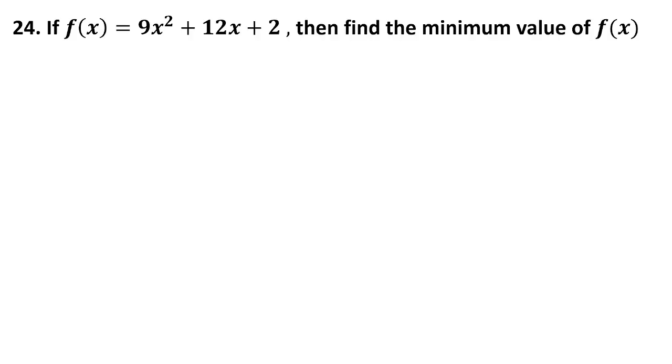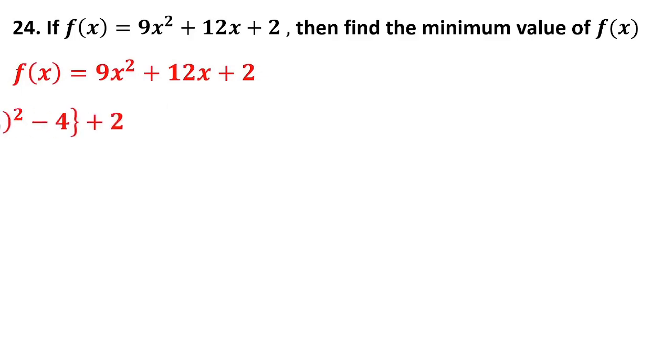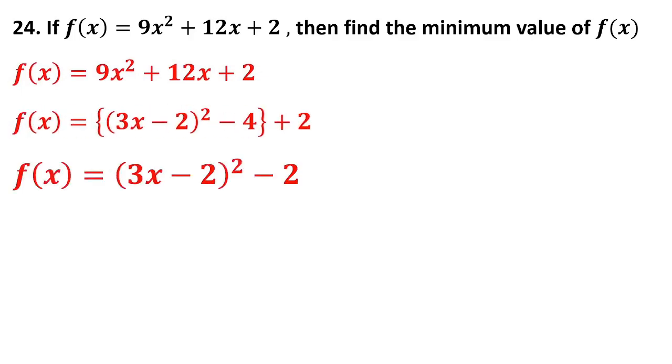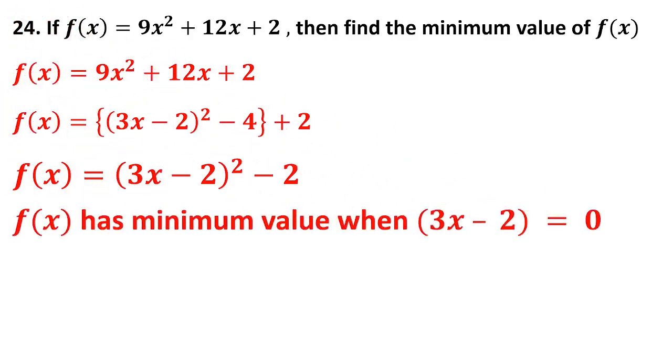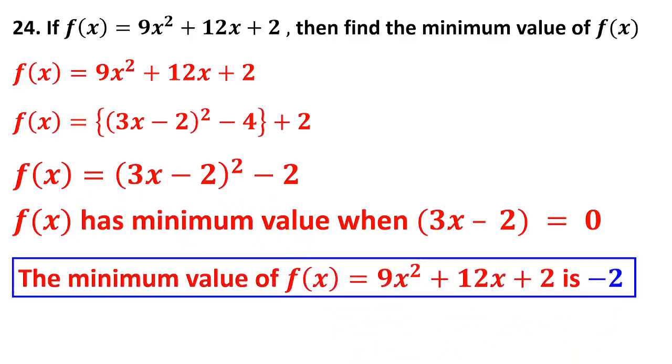24. If f of x is 9x square plus 12x plus 2, find the minimum value. But remember, this can be done by many ways. You can find the first derivative and you can equate it to 0 and all. But the best method is convert this quadratic into (3x plus 2) the whole square minus 2 by completing the squares. And I am finding that it will have a minimum value when 3x plus 2 is equal to 0. Therefore, the minimum value is minus 2.